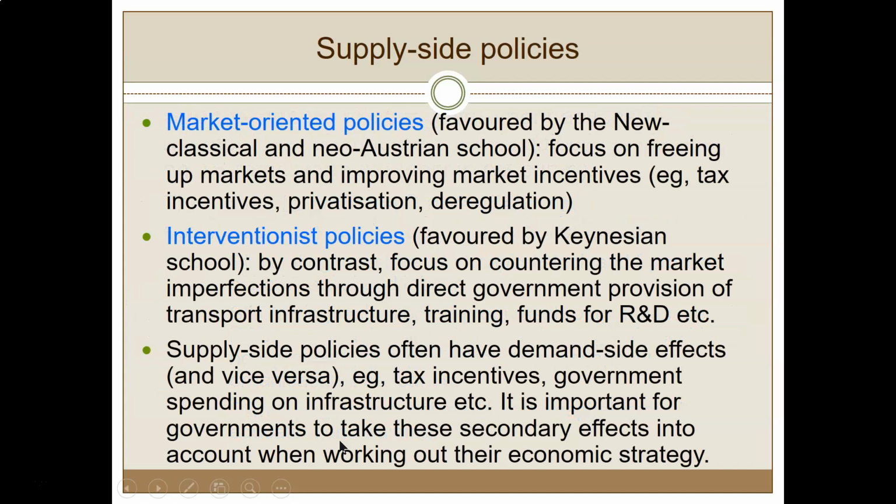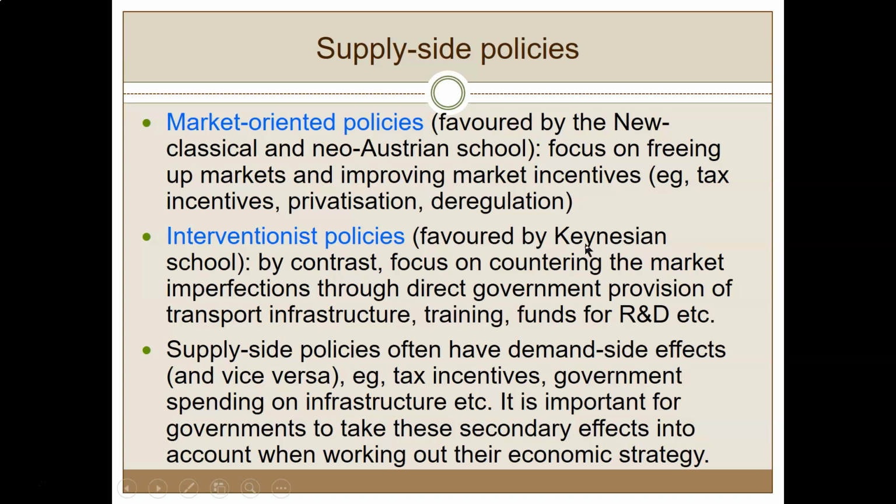There are two main approaches to supply-side policies. As I mentioned previously, there are different schools of macroeconomic thought, and they have different opinions on how it should be implemented. For example, the New Classical and New Austrian schools favor market-oriented policies, which mainly focus on freeing up markets, removing market imperfections, reducing monopoly power, trade union power, and so on, and improving market incentives. For example, deregulation, reducing red tape, making it easier to set up new businesses, privatization, providing tax incentives for this, and so on.